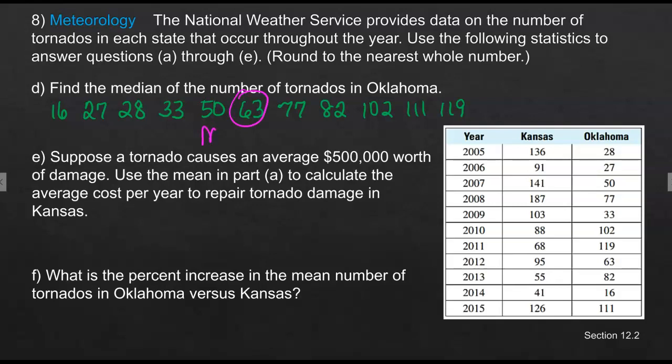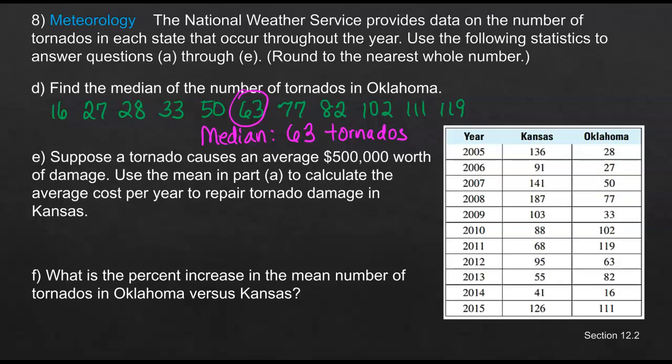And so my median for Oklahoma is 63. And you can label that with tornadoes, either way. It's saying the median number of tornadoes.